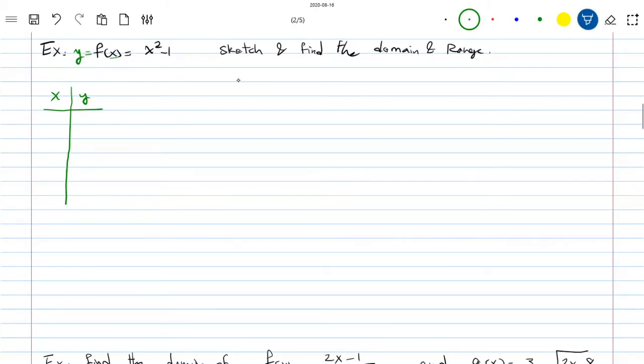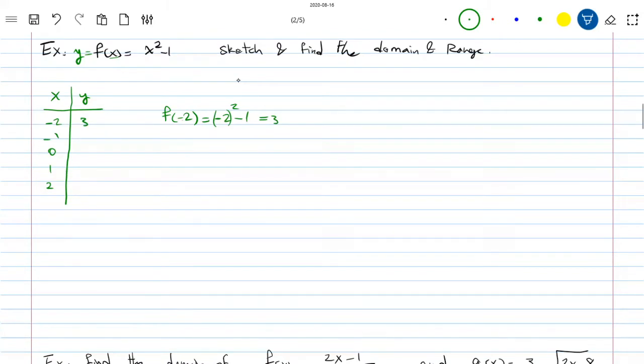So I'll pick something like -2, -1, 0, 1, and 2. These are independent values that I pick to find out what I get corresponding for the y values. If I replace -2 into the function f, to evaluate f of -2, every time I see x, I'll replace it with -2, so (-2) squared, don't forget the parentheses, minus 1, this is 3, so the y value is 3.